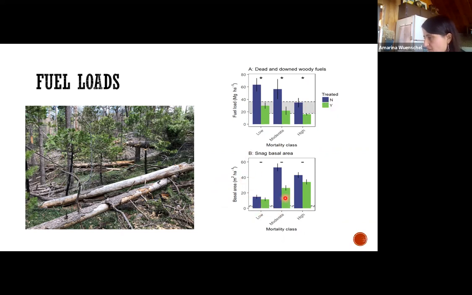But like I said, during our study, most of the dead trees were still standing. And this is sort of the snag basal area. And this graph was really concerning to me. So we're looking at snag basal area in the low, moderate, and high mortality classes. And this gray, again, is a natural range of variation. And you can see across the board, we have way more dead trees than we would have ever had historically in terms of basal area in both treated and untreated plots.